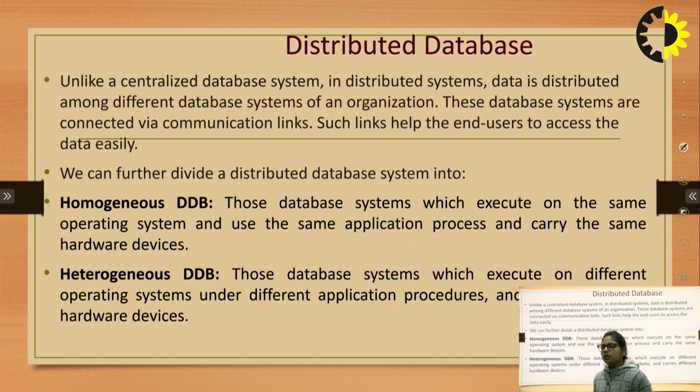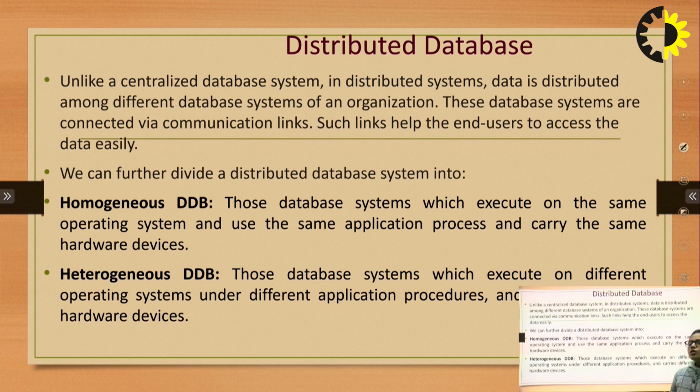Unlike a centralized database system, in a distributed database system, data is distributed among different database systems of an organization. These database systems are connected via communication links. Such links help the end user to access the data easily. We can further divide a distributed database system into two parts: homogeneous database system and heterogeneous database system.